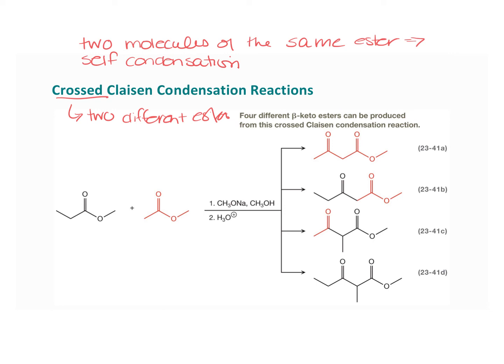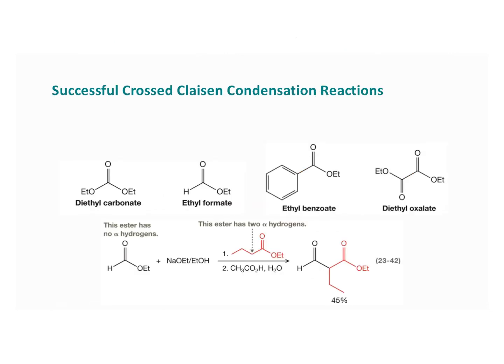So one way to avoid producing a mixture of condensation products in a cross-Claisen is to ensure that one of the esters has no alpha hydrogens. Because remember, if we don't have any alpha hydrogens, we can't do this reaction. And so here are some common esters that don't have any alpha hydrogens. These can be dissolved in solutions with an alkoxide base without initiating a Claisen condensation reaction. And then a second ester that has alpha hydrogens can be slowly added to this solution.